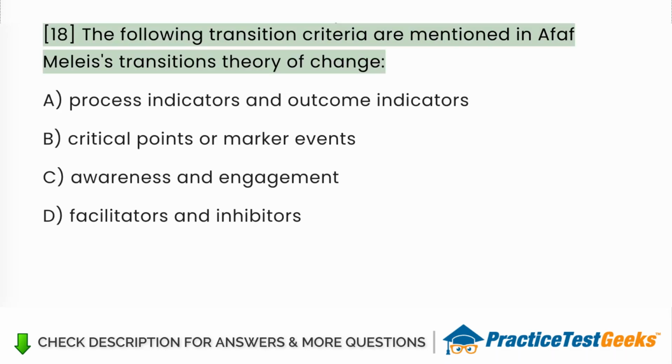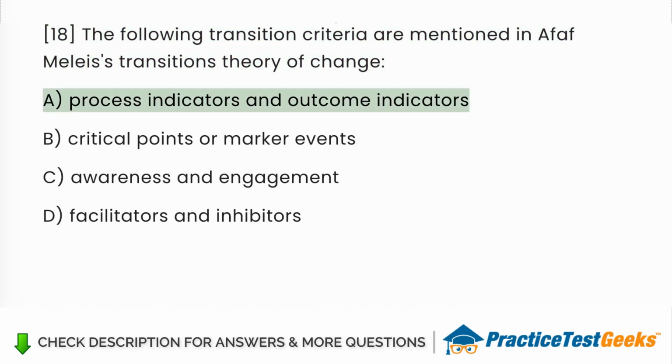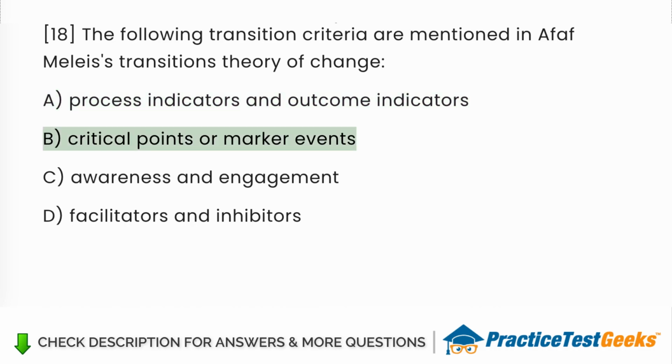The following transition criteria are mentioned in Afaf Meleis's Transitions Theory of Change. A. Process indicators and outcome indicators. B. Critical points or marker events. C. Awareness and engagement. D. Facilitators and inhibitors.